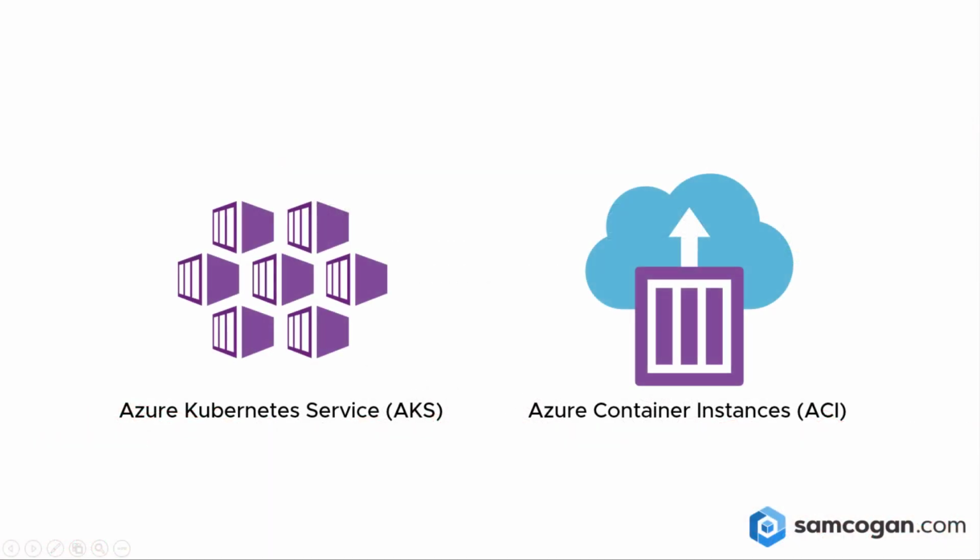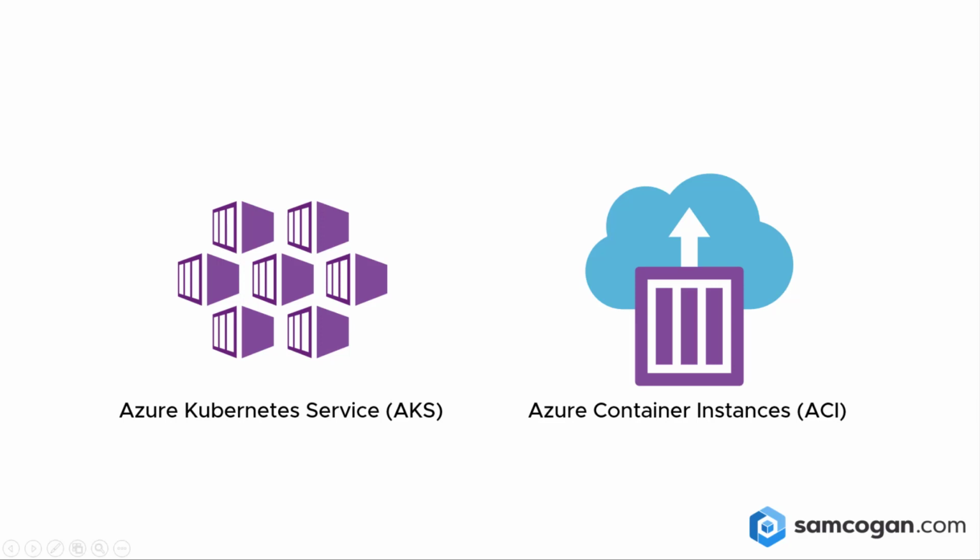To understand virtual nodes, we first need to look at two services in Azure for hosting containers. Azure Kubernetes Service, or AKS, is Microsoft's solution for a full-blown orchestrator as a service in Azure. AKS lets you run Kubernetes with Microsoft managing the control plane, and you're looking after the worker nodes, which are running on Azure virtual machines.